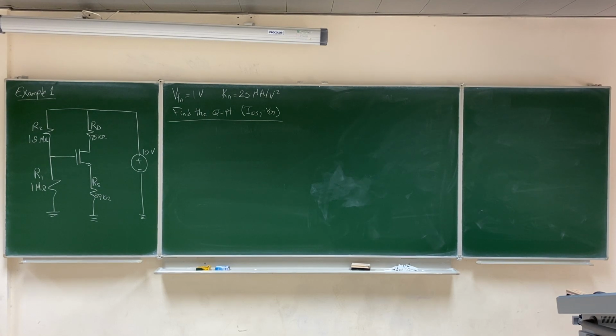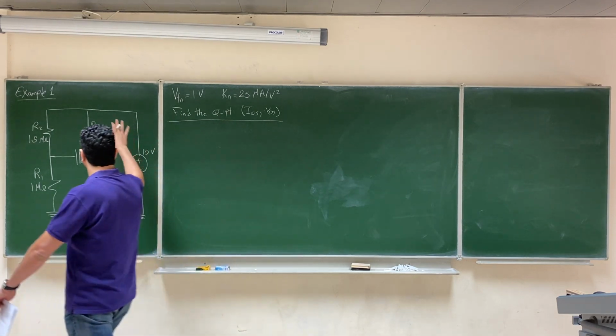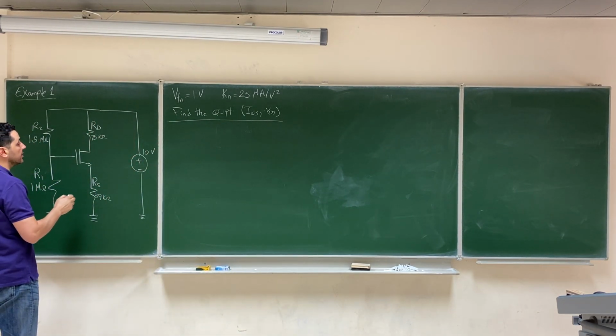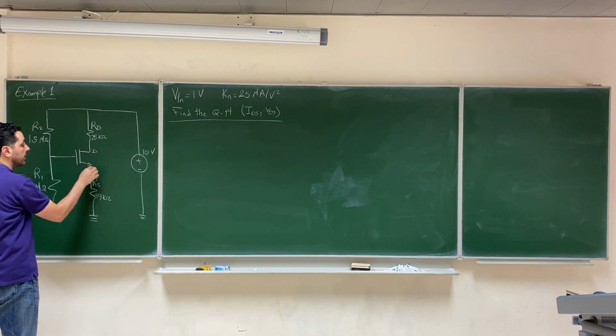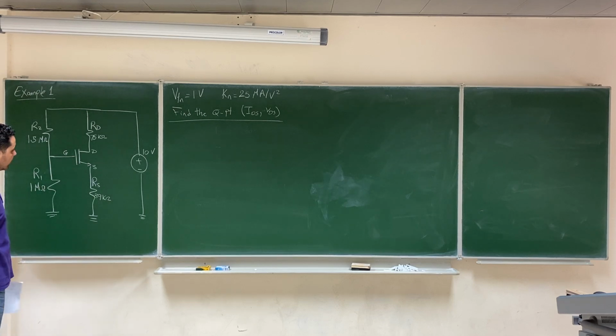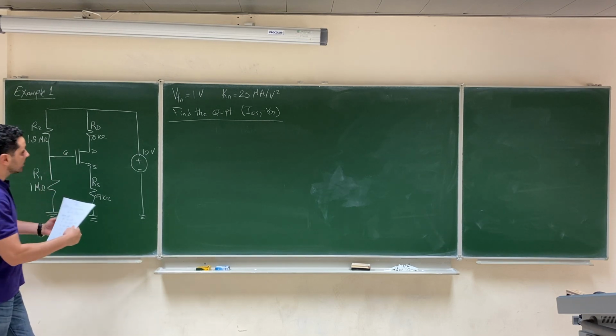Let's start with the first example of the DC analysis of a MOSFET. We have this circuit with a 10 volt source and our transistor, an enhancement NMOS. This is of course the drain, this is the source, this is the gate, and then we have 4 resistors connected in this shape.